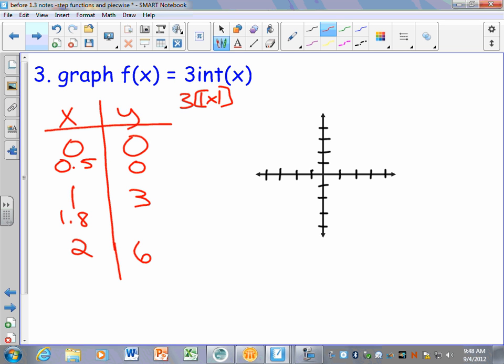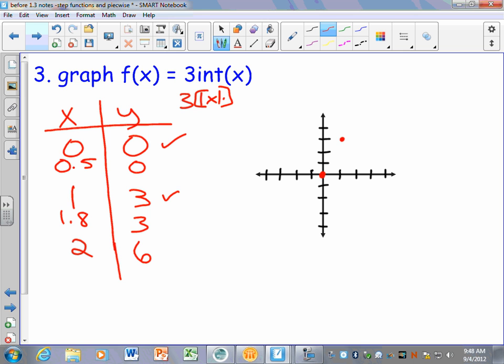If I plug in 1.8, am I still going to get 1 out of this? And then 1 times 3, am I still going to get 3? So this is an example one where the range is going to be different. So let's just graph this real quick. If I plug in 0, 0, let's just graph the solid points. So 0, 0, 1, 3, so 1, 1, 2, 3.